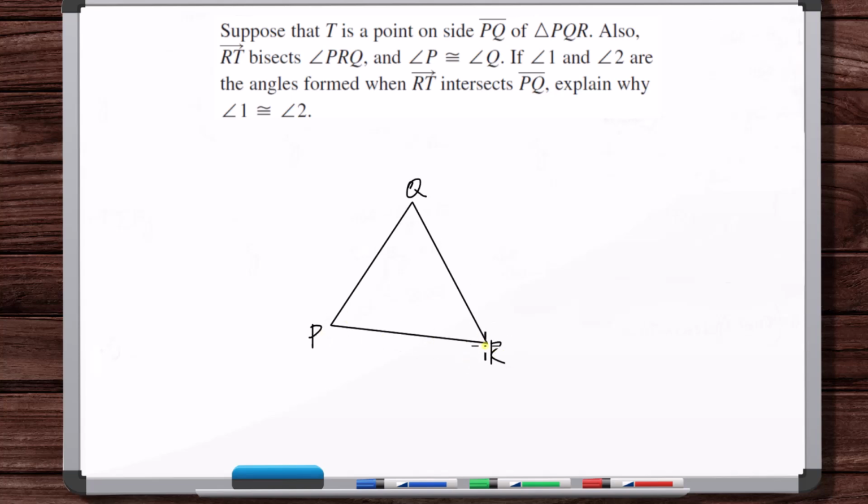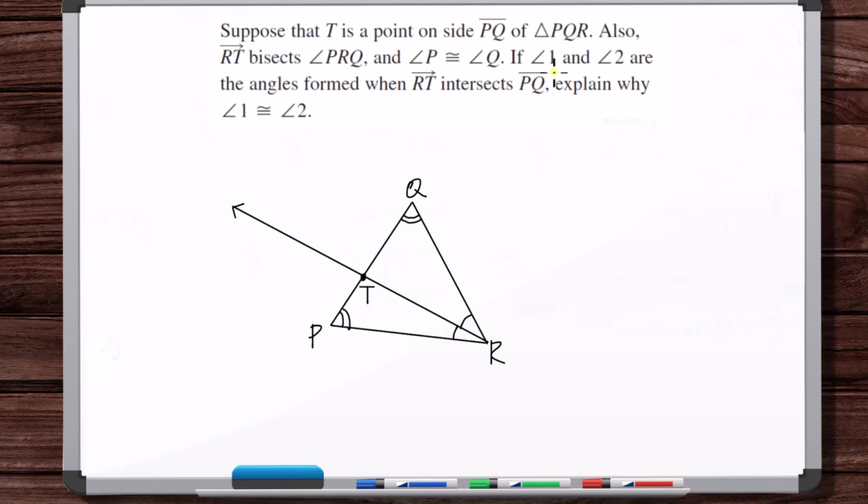So, angle PRQ, let's draw it. It bisects, so cuts it in half, and it's a ray. So we'll just draw it going through. It bisects it, so about right there. Okay, and this is point T. And it bisects this, so this and this are equal angles. Okay, and P is congruent with Q. So these are also congruent, but they're not necessarily congruent to this.